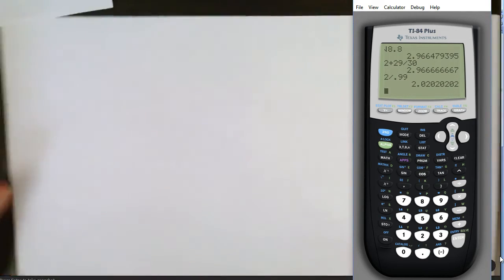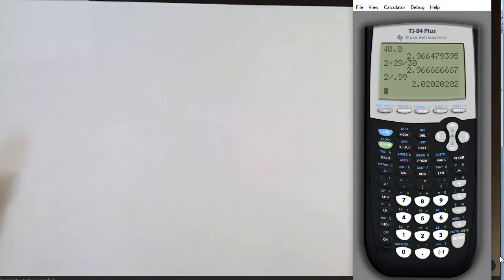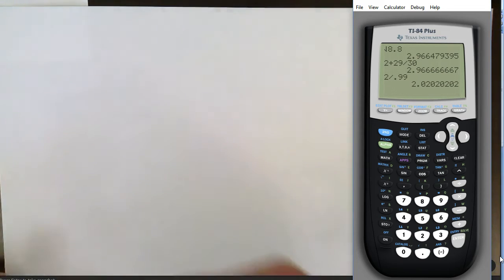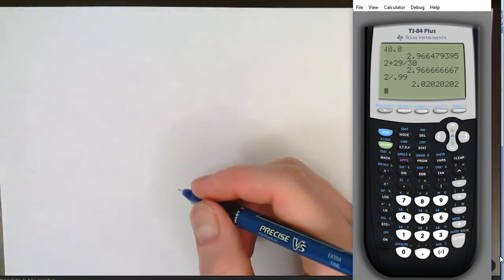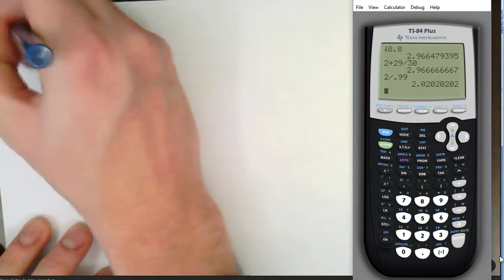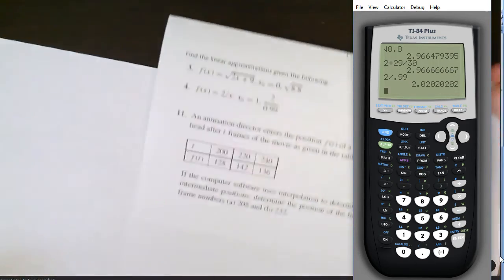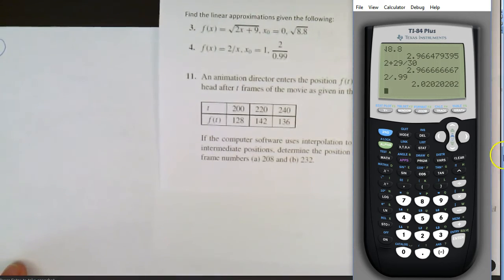And then the last problem from the homework assignment, number 11. An animation director. Let's throw that out there so we can look at it, and I'll do my work on other paper.